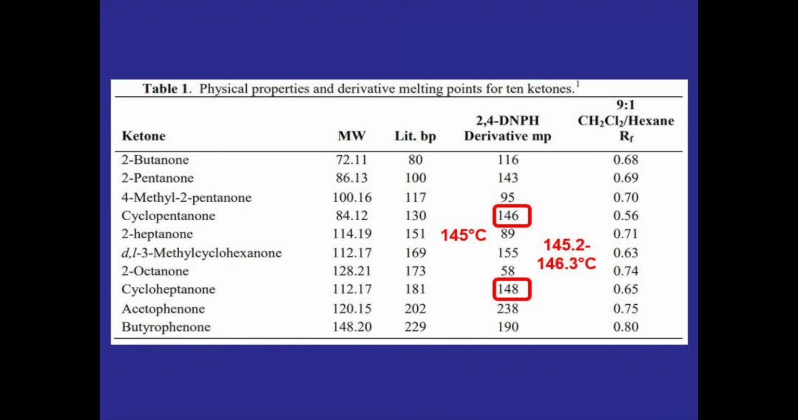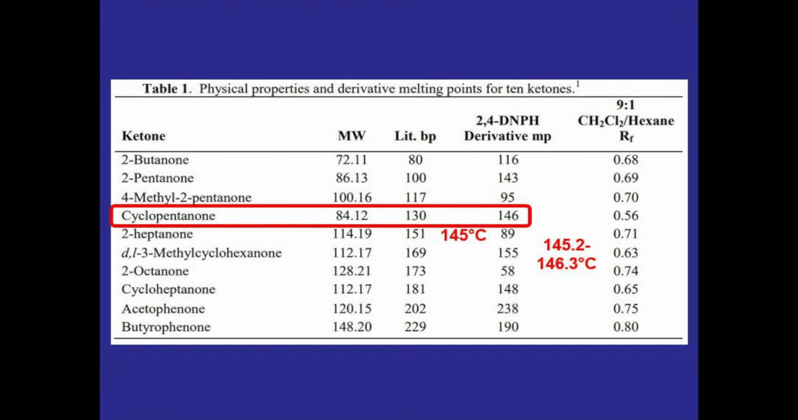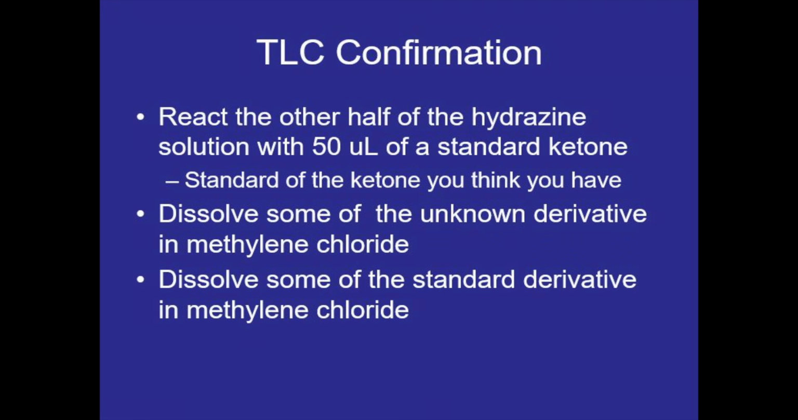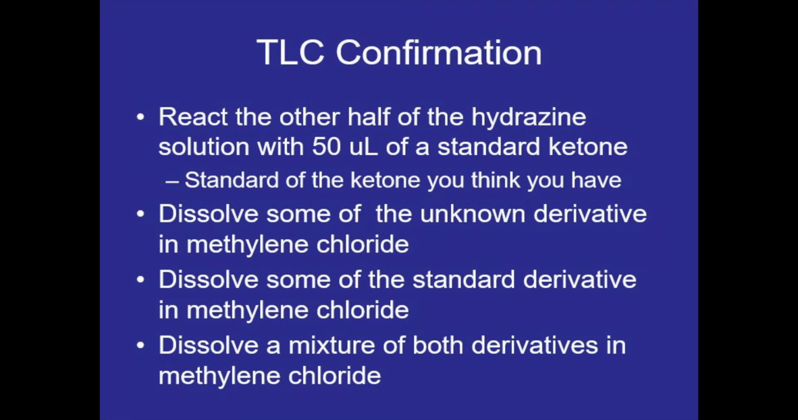The melting point range that we got seems to be right on the literature value for cyclopentanone, so we're going to assume that that is the ketone that we have, and we'll take the remaining hydrazine solution and react it with 50 microliters of a cyclopentanone standard. Once that's reacted and we've separated the standard derivative using vacuum filtration, we'll take some of the unknown derivative and dissolve it in methylene chloride in a test tube. Then we'll dissolve some of the standard derivative in methylene chloride in a second test tube, and finally dissolve a mixture of both derivatives in methylene chloride in a third test tube.